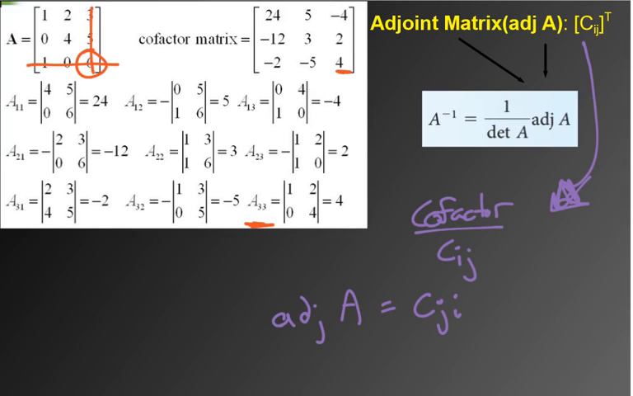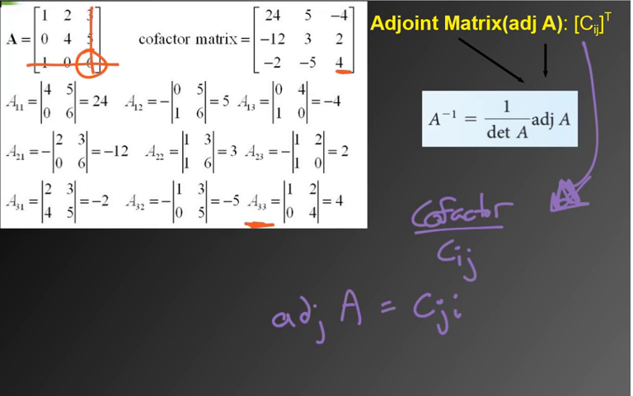I know I'm not really explaining what they are; I'm just telling you their definitions right now. But this is actually the formal definition of the inverse. The inverse is 1 over the determinant of A times the adjoint matrix of A, where again the adjoint matrix of A is built out of the transpose of the cofactor matrix, so Cji.